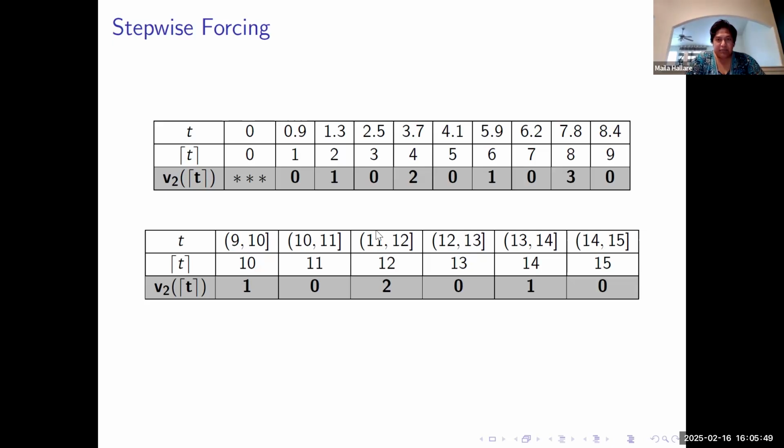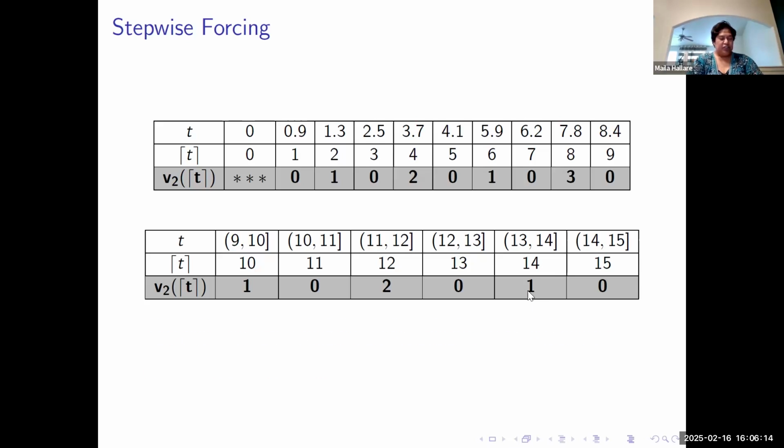Let's take a look at some examples again. For the 2-Adic valuation of 4.1, we round up 4.1 to the ceiling 5, and 5 is odd, therefore the 2-Adic valuation of the ceiling of t is 0. One more example, for any number between 13 and 14, the ceiling is 14, but 14 has only one factor of 2, because 14 is 2 times 7.